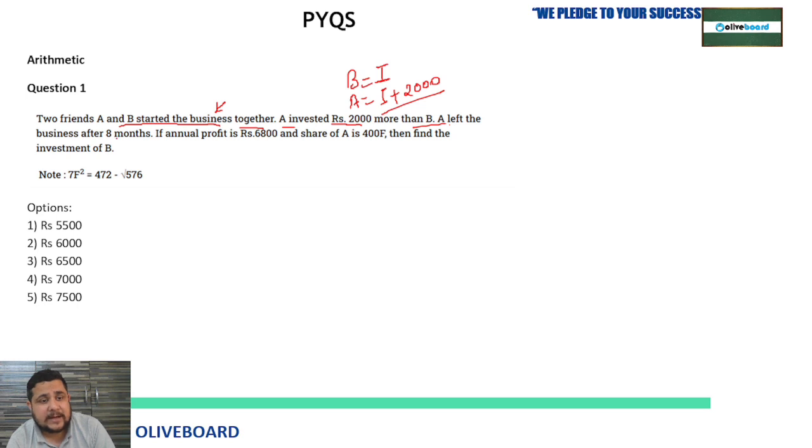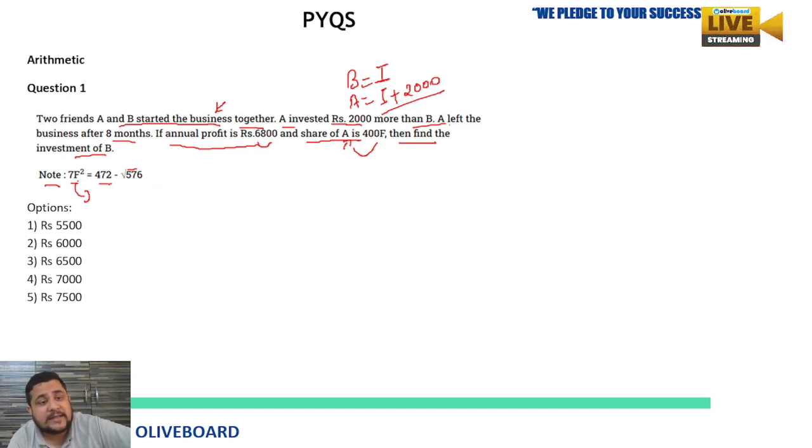A left the business after 8 months. If annual profit is 6800 and share of A is 400F, then find the investment of B. And one note is also given, 7F square equal to 472 minus square root 576. So from 7F square we can get the value of F, and with respect to F, the share of A is given.